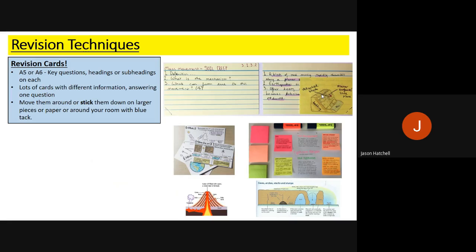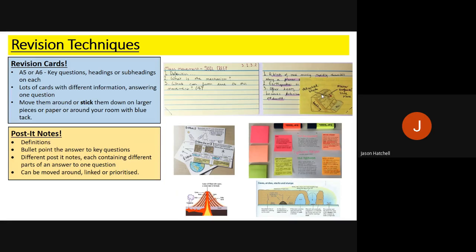Post-it notes are also really useful, and there's an example here on the right of someone who has made a Typhoon Haiyan post-it note page. And you can section specific things off with post-it notes really usefully, so you can write definitions on them, you can bullet point things, and these also can be moved around so that you can put them in places that you are going to look.